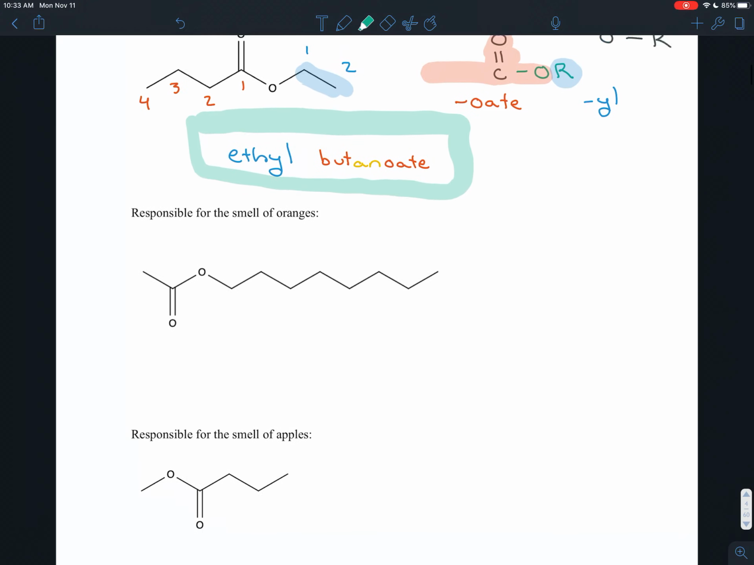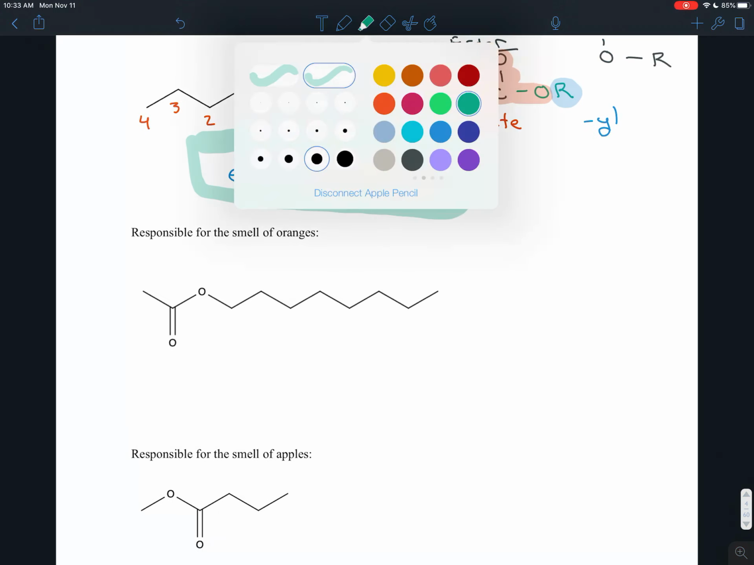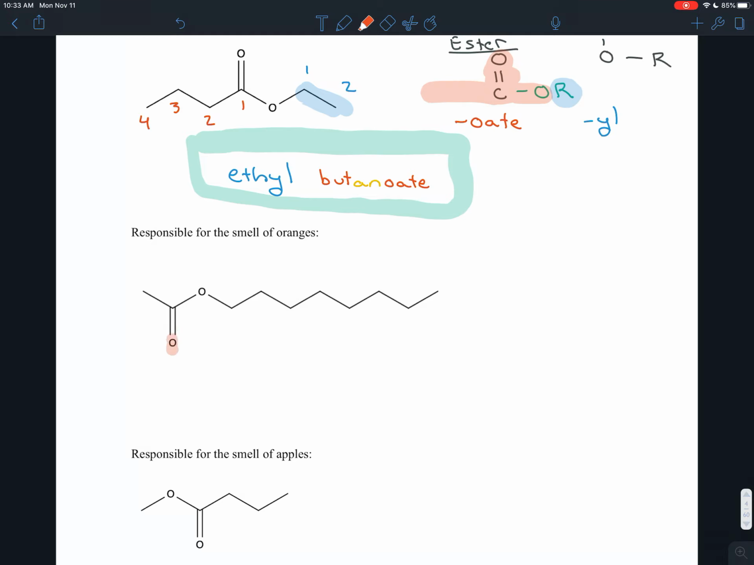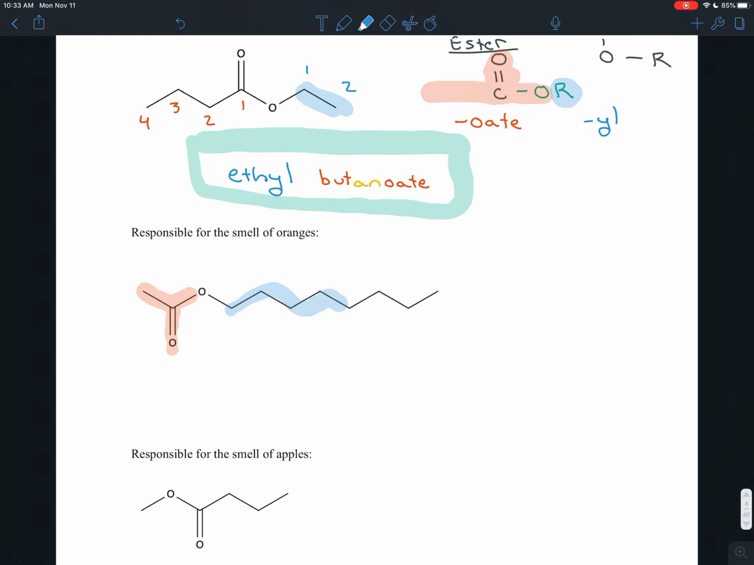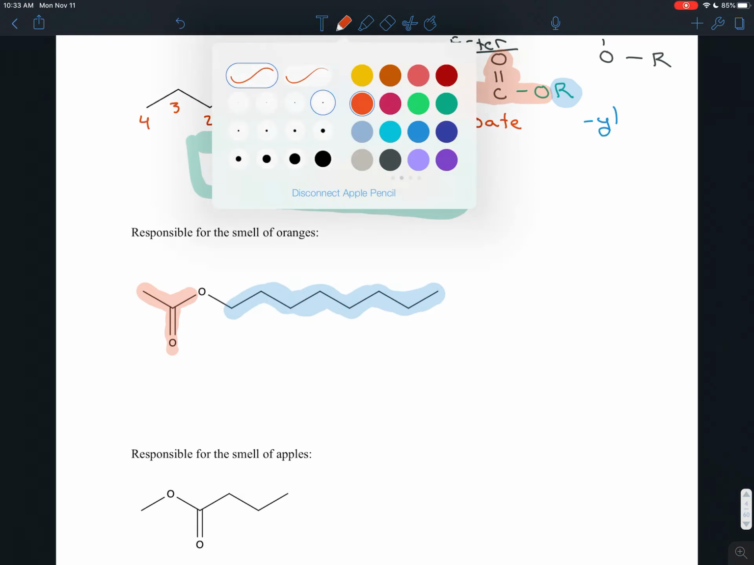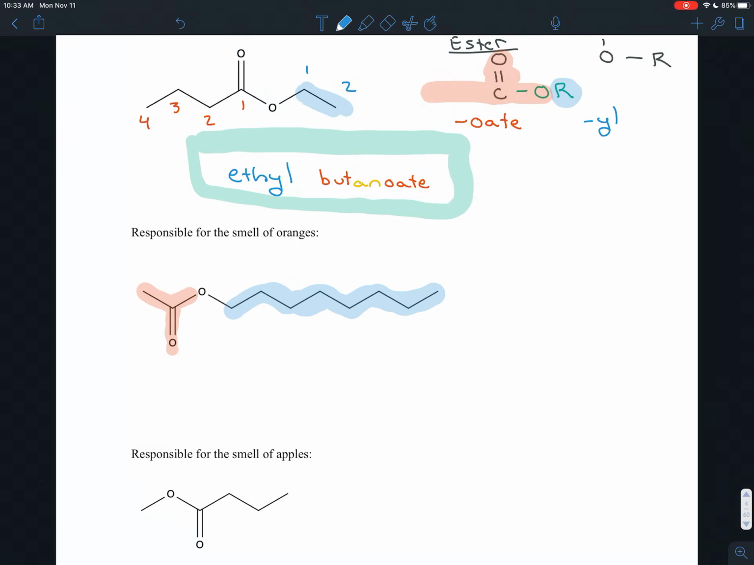Okay, let's compare that with this other molecule responsible for the smell of oranges. You have two parts. You have a part that has the carbonyl on it. You have two carbon chains: a carbon chain that has the carbonyl on it, and a carbon chain that does not have the carbonyl on it. The carbon chain that does not have the carbonyl on it will be named as a branch. Now here we have 1, 2, 3, 4, 5, 6, 7, 8 carbons. The prefix for 8 carbons is oct, and because we're naming this as a branch, immediately after that prefix you'll have a -yl.